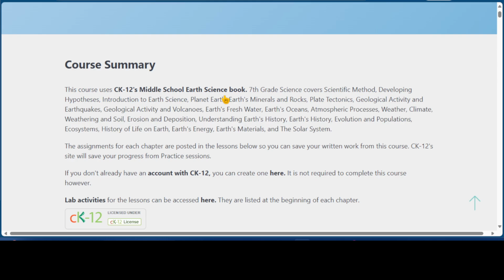And 7th grade science will cover the scientific method, developing hypotheses, introduction to earth science, planet Earth, Earth minerals and rocks, plate tectonics, geological activity, earthquakes, volcanoes, Earth's fresh water, Earth's oceans, atmospheric processes, weather, climate, weathering, soil erosion, deposition, understanding the Earth's history, evolution, populations, ecosystems, history of life on Earth, Earth's energy, materials, and the solar system. So lots of information here covered in Earth science.